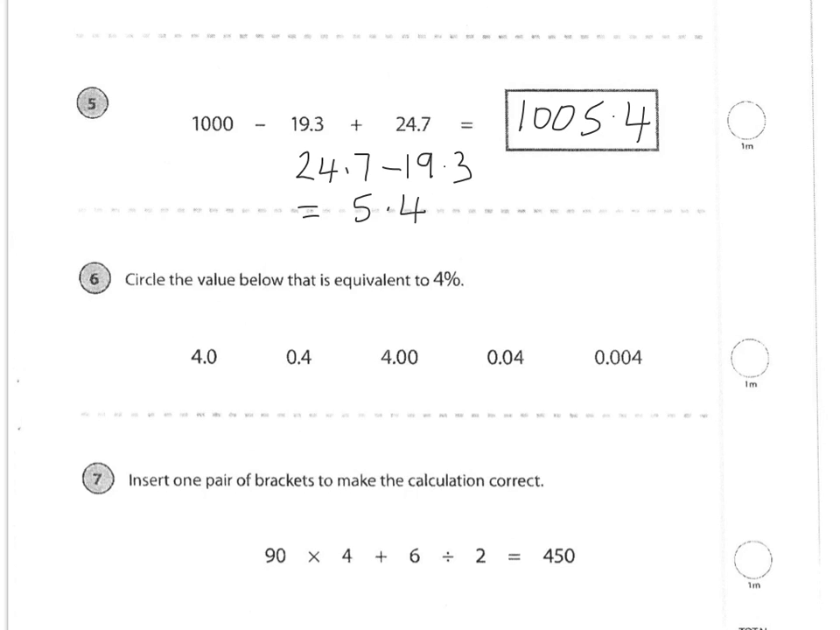Question 6. Circle the value below which is equivalent to 4%. Well, 4% means 4 out of 100, and if we divide 4 by 100, we get 0.04.